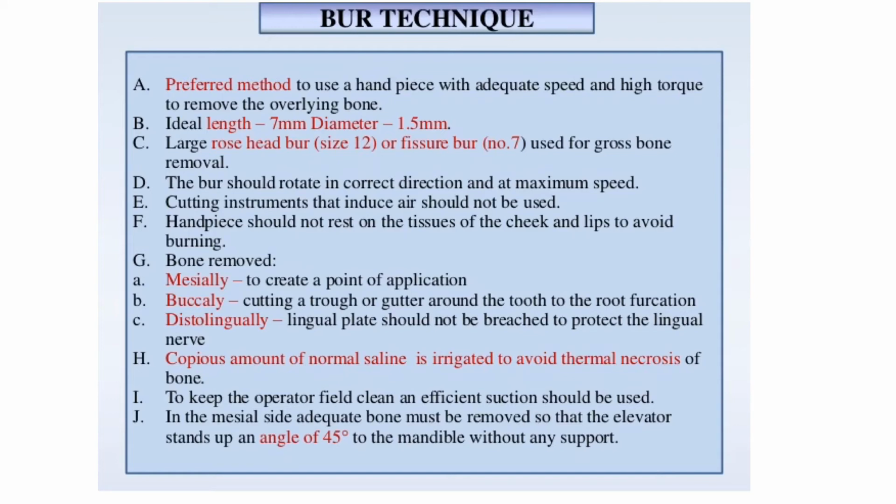Buccally by cutting a trough or gutter around the tooth to the root furcation, and distolingually precaution should be taken so that the lingual plate is not breached, to protect the lingual nerve. Copious amount of saline is irrigated to avoid thermal necrosis of bone, and to keep the operator field clean, efficient suctioning has to be done.